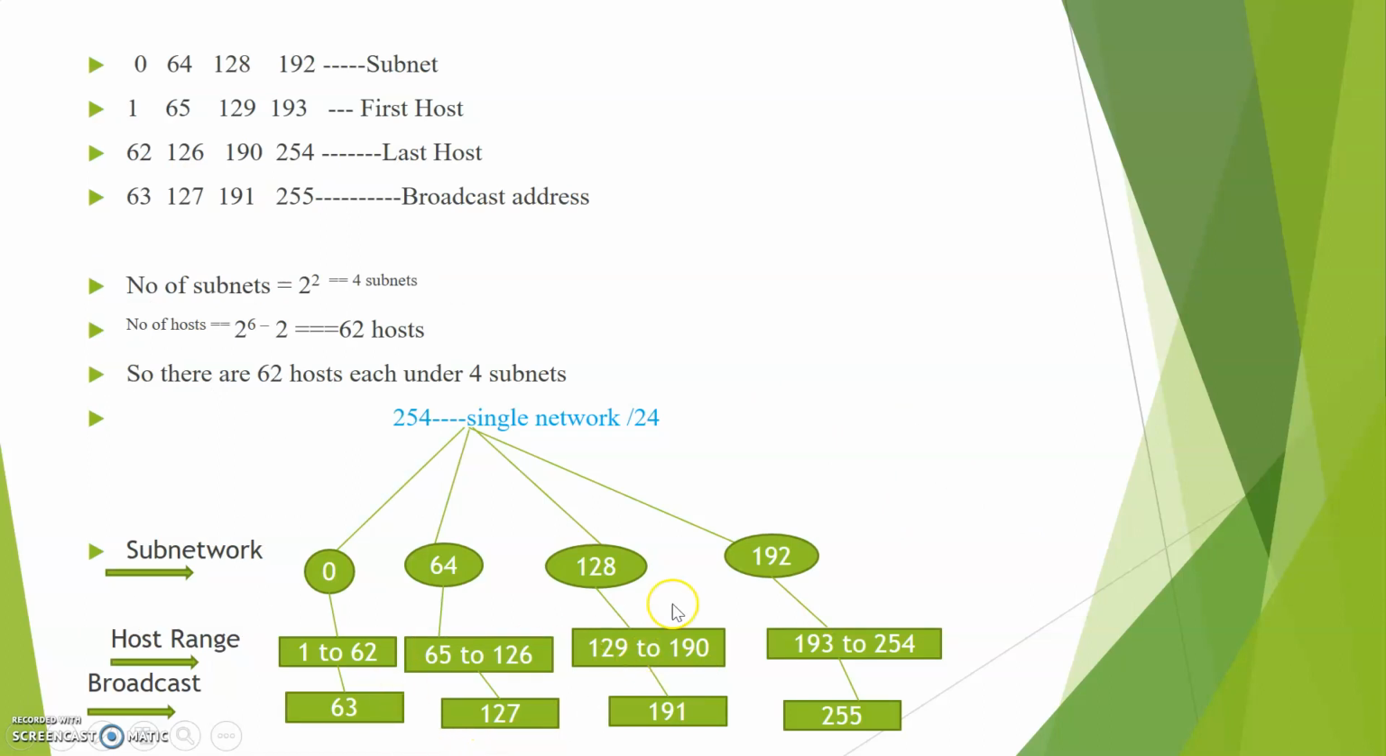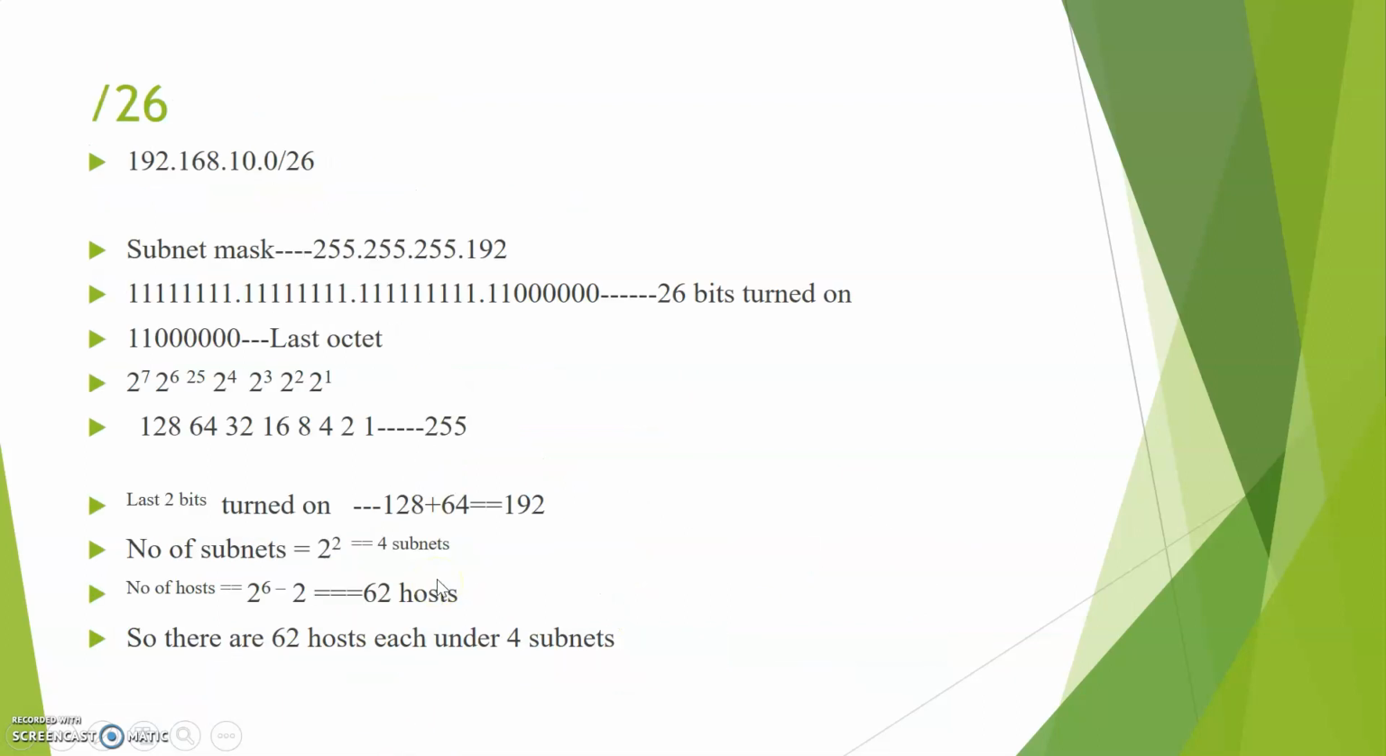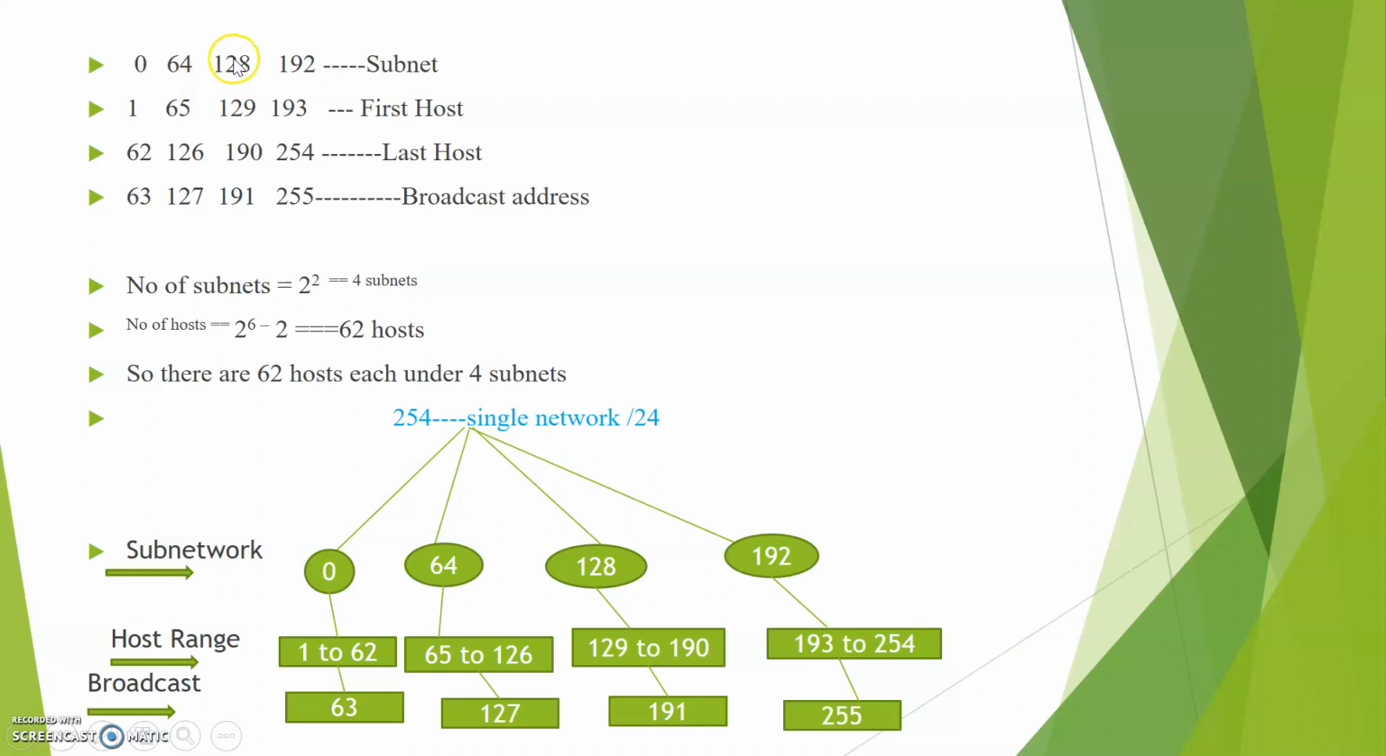So here I have written a single network that I am subnetting into 4 portions, right? So it will come in the multiples of 64, because 256 minus 192 is 64. That's the reason I'm writing in multiples of 64: 0, 64, 128, 192 are the subnets. Under each and every subnet, for subnet 0 the hosts are 1 to 62; for subnet 64, 65 to 126 is the host range; for subnet 128, 129 to 190 is the host range; and for subnet 192, 193 to 254 is the host range, and these are the broadcast addresses. So there are totally 4 subnets, with their host ranges and broadcast addresses.